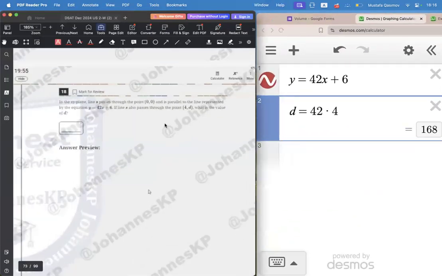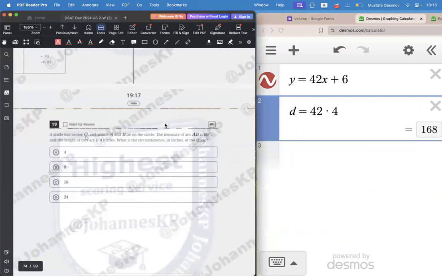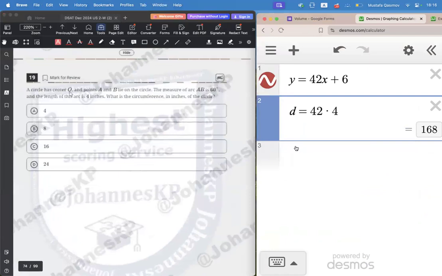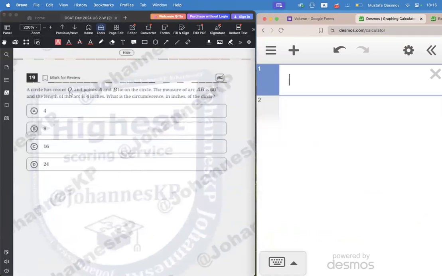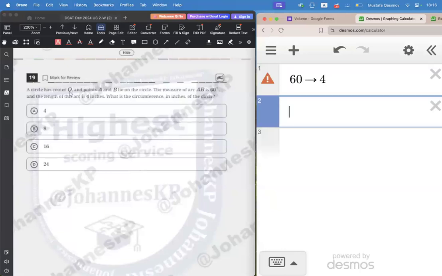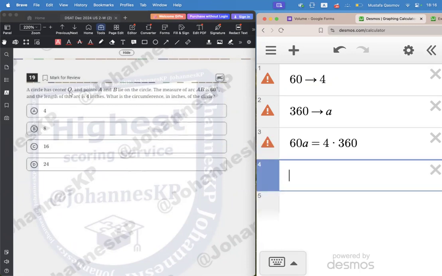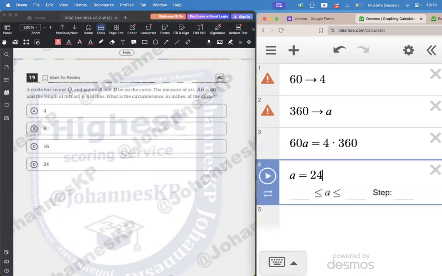Okay, let's continue. 19. You must think it like that. If for 60 it is equal to 4, so what's the value for 360? It will be, let's say, A. Then do cross multiplication, then you will get the answer. And the answer will be 24. Okay.